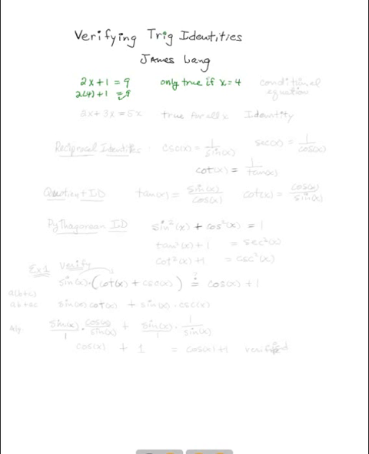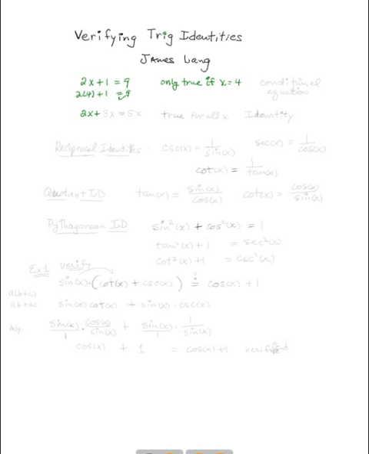Now, only true for 4 is found by solving the equation, and that's the way I came up with the 4 to start with. So that's one type of equation you encountered in algebra. However, here's another equation that you saw in algebra.